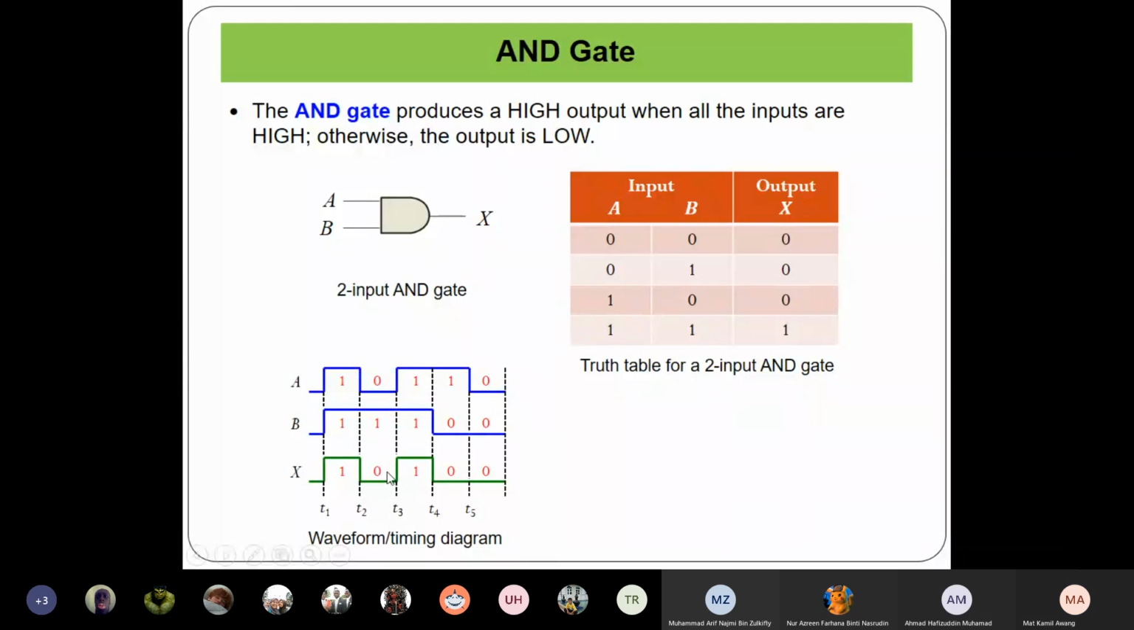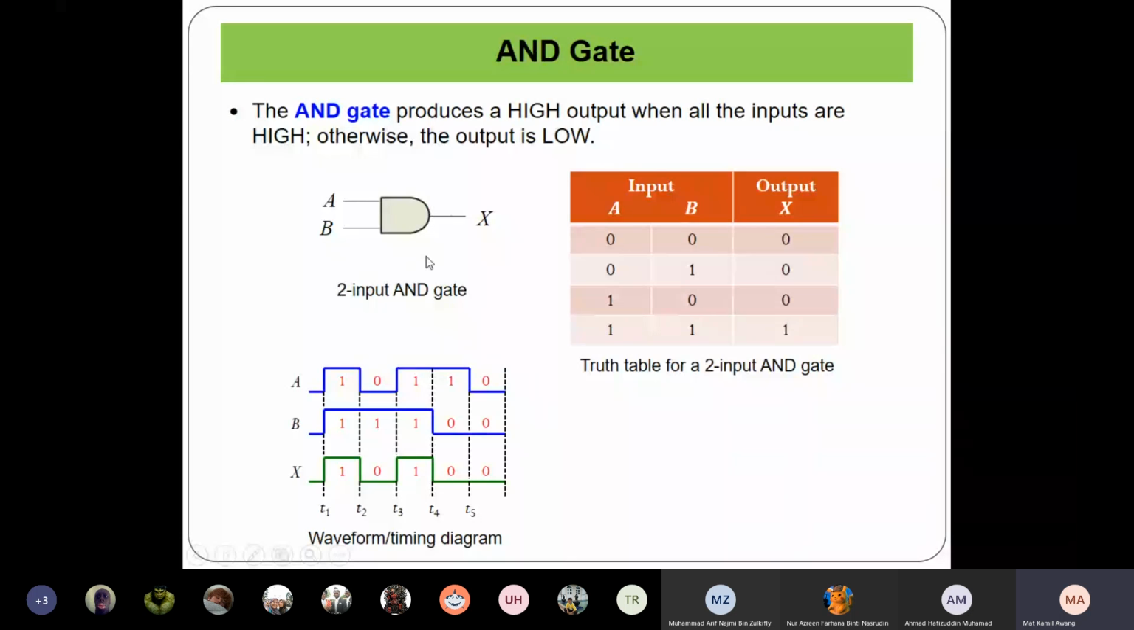Low and high, so the output is low. High and high, the output is high. High and low, the output is low. Low, low, the output is low. So this is the timing diagram for this example, right?